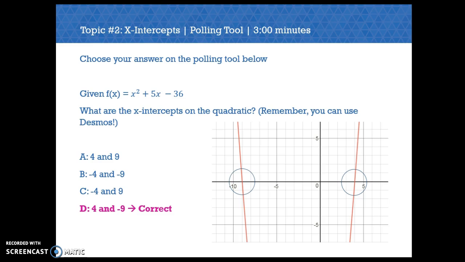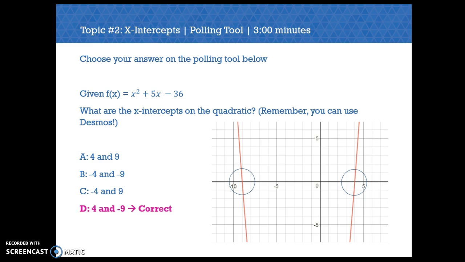And hopefully your answer is D, 4 and negative 9. Now you can see here I took a snip of what I graphed on Desmos. So if you type in that equation, x squared plus 5x minus 36 into Desmos, you would see that it crosses the x-axis in those two spots that I have circled there in blue. It crosses at negative 9 and it crosses at positive 4.